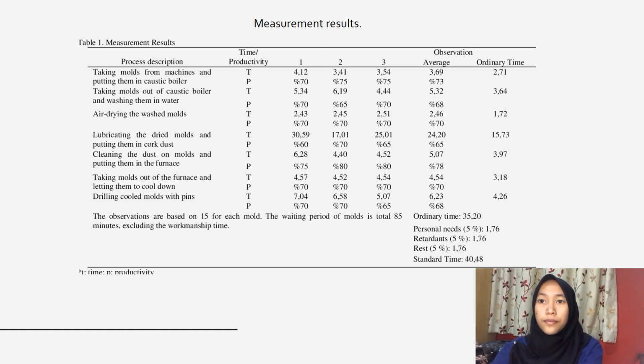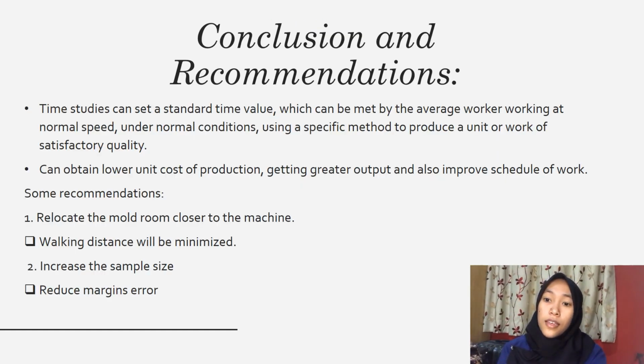To conclude, time studies can set a standard time value which can be met by the average worker working at a normal speed under normal conditions using a specific method to produce a unit of work of satisfactory quality. This technique can obtain lower costs at all levels of production because production is more efficient, plus an increased profit margin. Besides that, it gives a greater output and improved schedule of work.